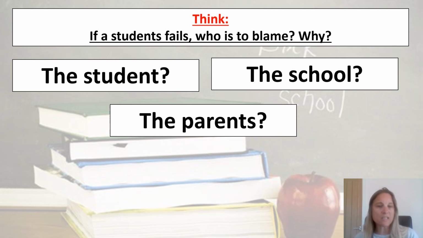You could do this as a little three-way Venn diagram if you liked. Three circles, student, school, and then parents. And then see if you can think about which aspects, which bits are to blame for which aspects. Have a little go.